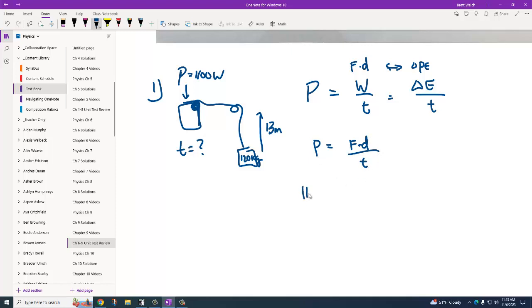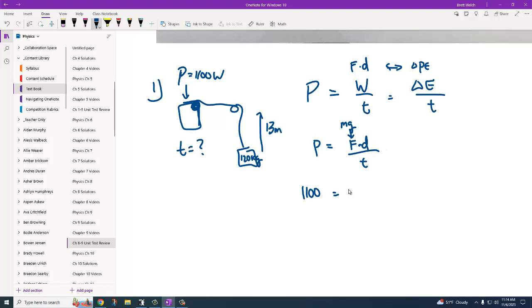Power rating was given as 1100. The force required to lift this crate: in order to lift something, you have to overcome its weight, which means that the force applied must be equal to or greater than mg. If it's equal to mg, then it won't accelerate as it goes up. It'll stay at a constant rate, which is good because we don't want to have this crate flying off the end of the pulley when it gets to the top. We want to have a nice stable ascent.